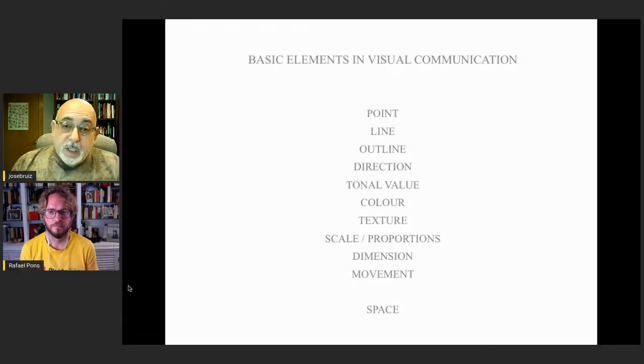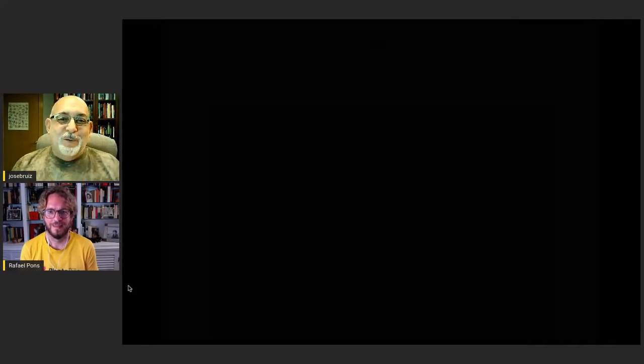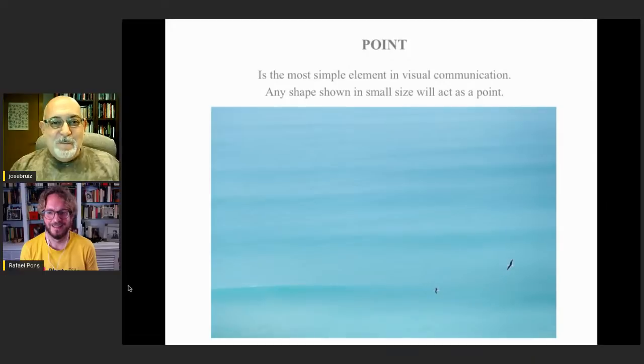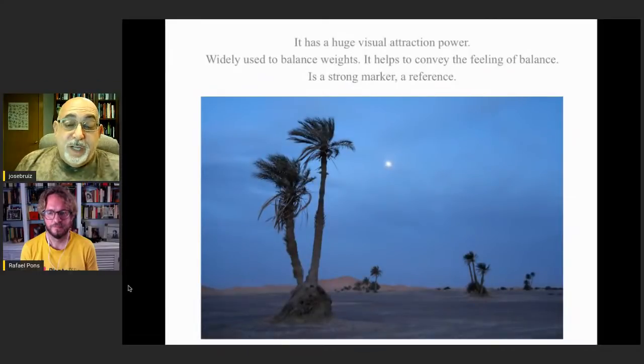So I think it looks easy, looks short, but every element is a world itself. We start with the point, which is the most simple, is the starting. If we have the frame and we place a point, we have something yet. Where to place a point is a strong thing already. So even a small shape will act as a point, and it has this characteristic.